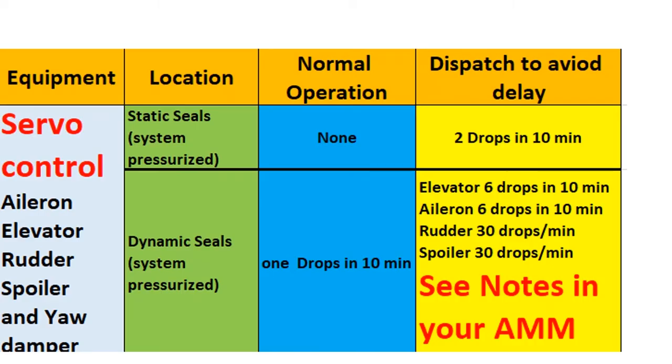This is the servo control here, and the aileron, the movement of it up and down. The elevator moves up and down. The rudder moves left and right. Spoiler extended or retracted. Yaw damper also left and right. Okay, and the rudder. Here is the location, but let's first go out the servo control.